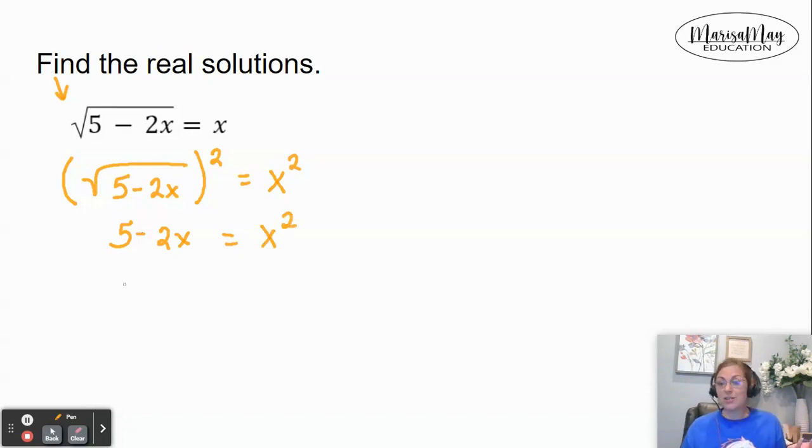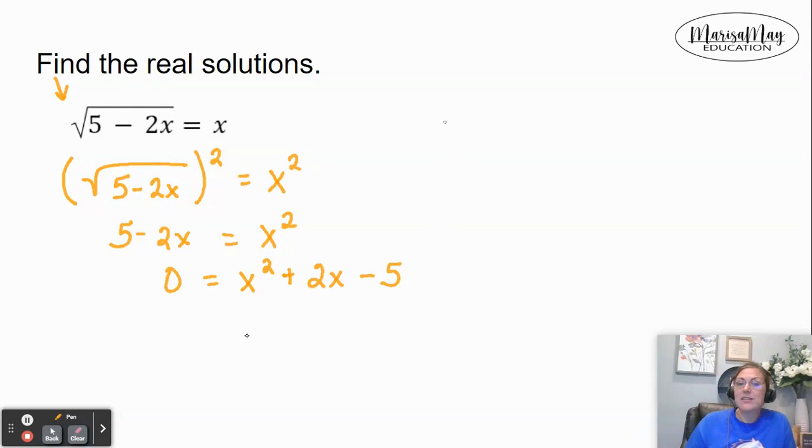Now, in order to solve an equation with an x squared in it, we've got to get all the terms on one side. So I'm going to move over the 2x by adding 2x, and I'll move the 5 over by subtracting 5. This expression doesn't look like I can factor it, so I'm going to use the quadratic formula. So negative b plus or minus the square root of b squared minus 4ac all over 2a.